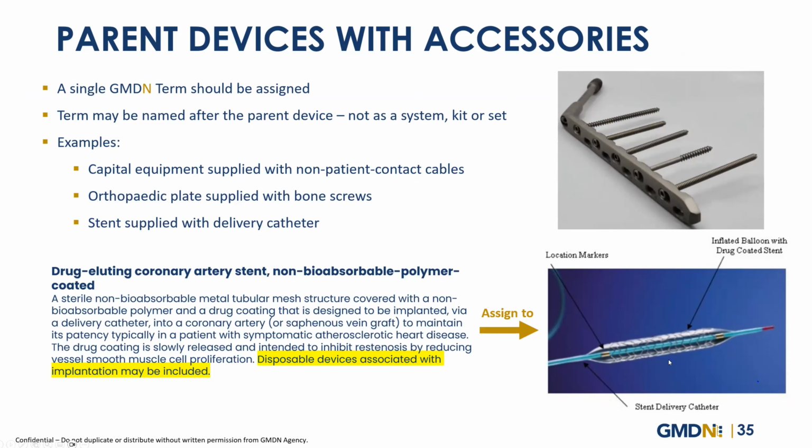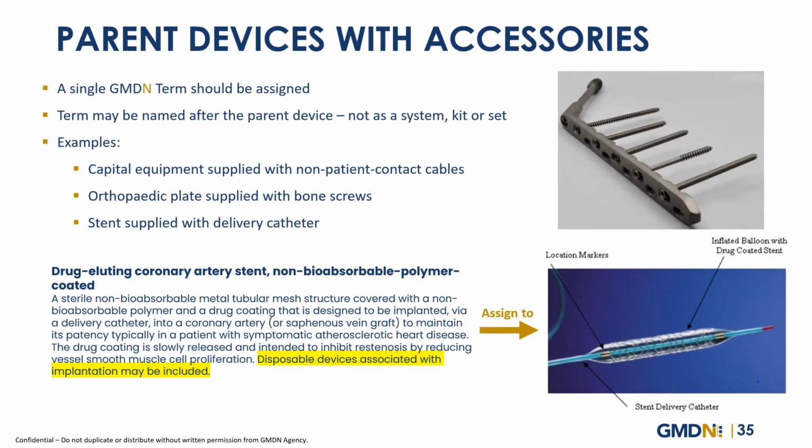So here, for the stent, for example, an appropriate term would be a stent-based term, not a system term. In this example, we have a hypothetical assignment of a drug-eluting coronary artery stent term, and we tend to use a phrasing in the definition where we say disposable devices associated with implantation, such as the delivery catheter, may be included with the stent under the same product code.